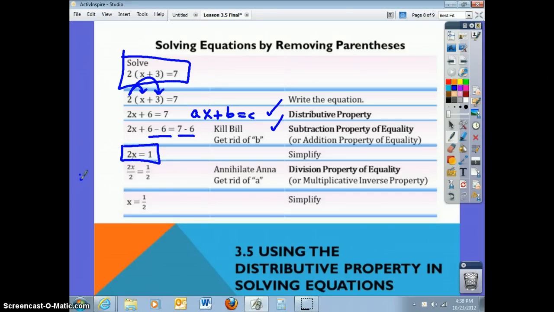And then getting rid of a by, in this case, using the division property of equality and dividing both sides by 2. If a had been a fraction, you would have wanted to use the multiplicative inverse property and multiply both sides by the reciprocal, and allow the a to go away by multiplying by its reciprocal. Okay, and then solve for x, which in this case is 1/2.